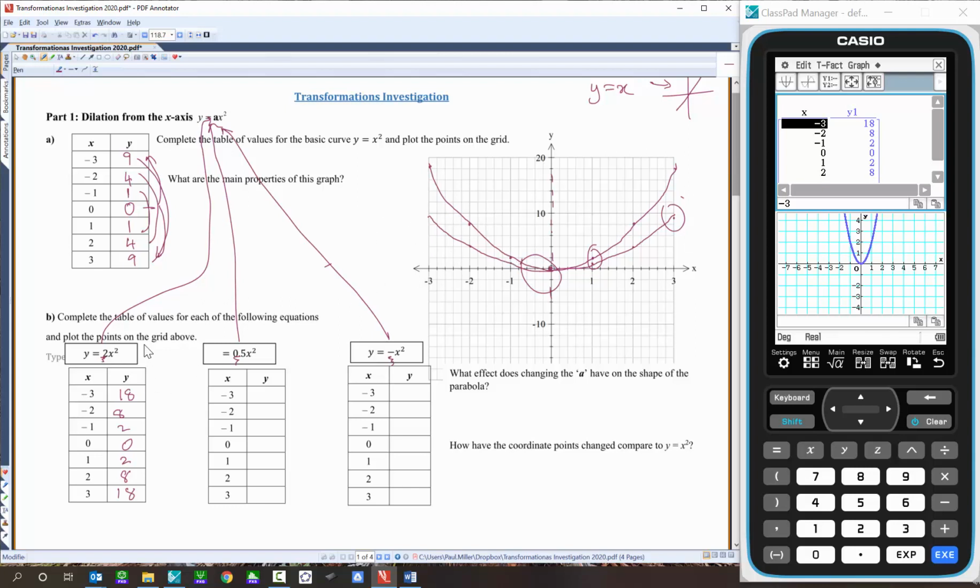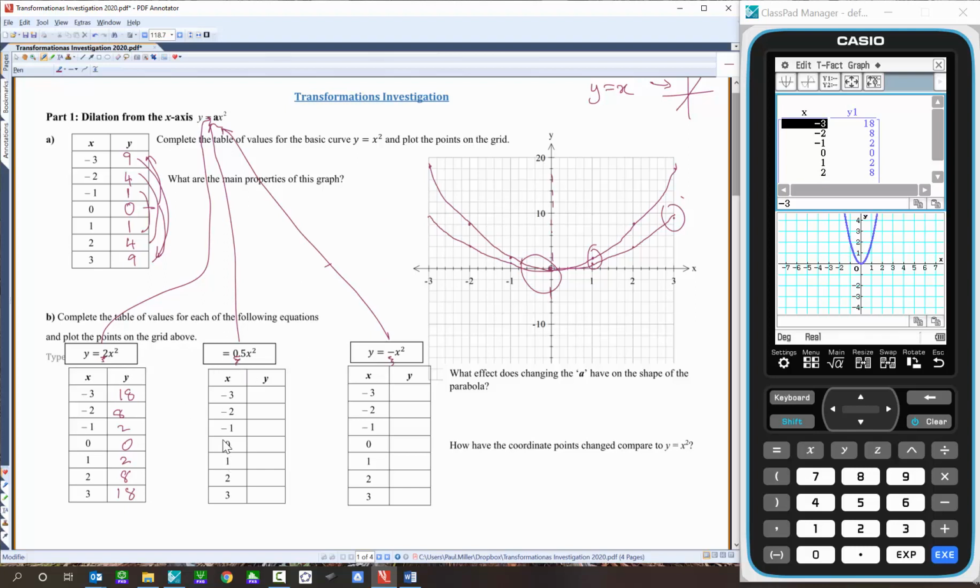And what you'll notice is that if you have a look at each of the y values here, they've doubled. And so what we're actually doing here is called a dilation from the x-axis by a factor of 2. To dilate from the x-axis, I want you to note that the x values stay exactly the same. What changes is the y values. So when we want to dilate from the x-axis, we change the y values. That's a very important thing to note.